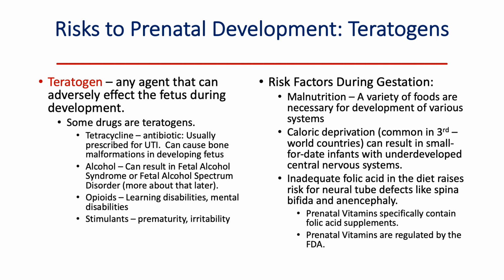The other risk in malnutrition is inadequate folic acid in the diet, which can raise the risk for neural tube defects like spina bifida and anencephaly.